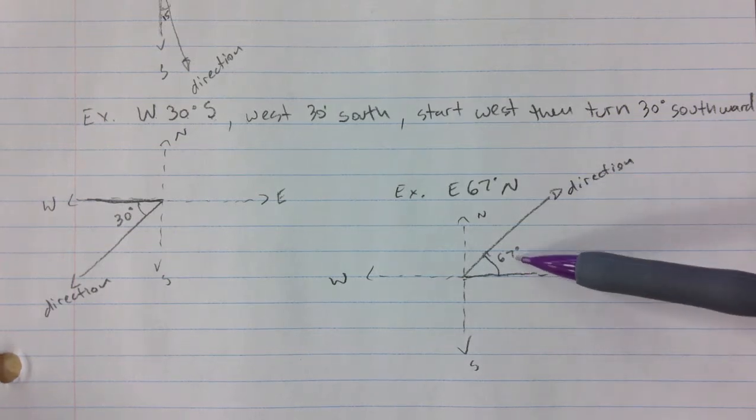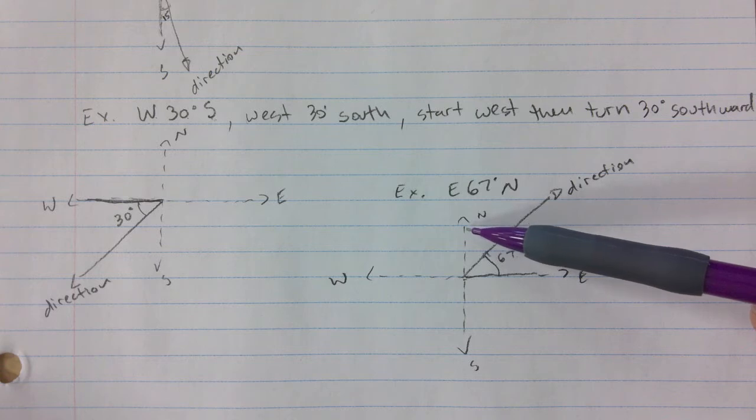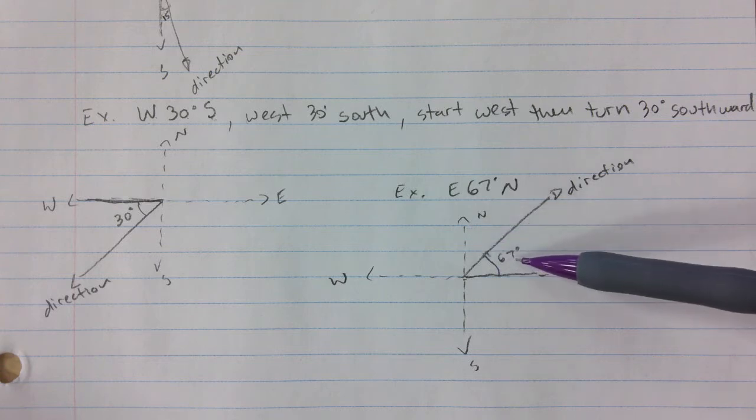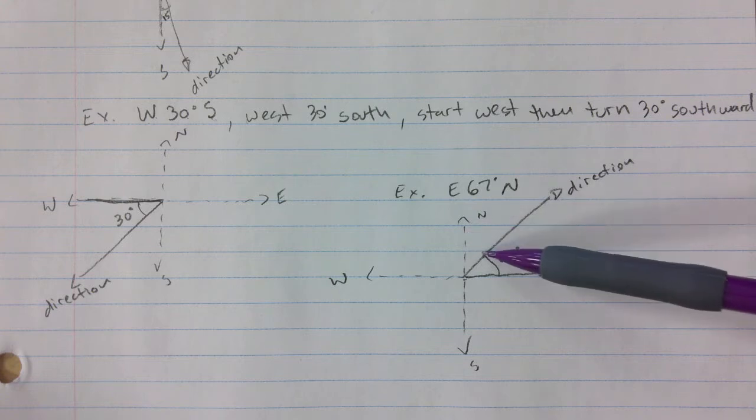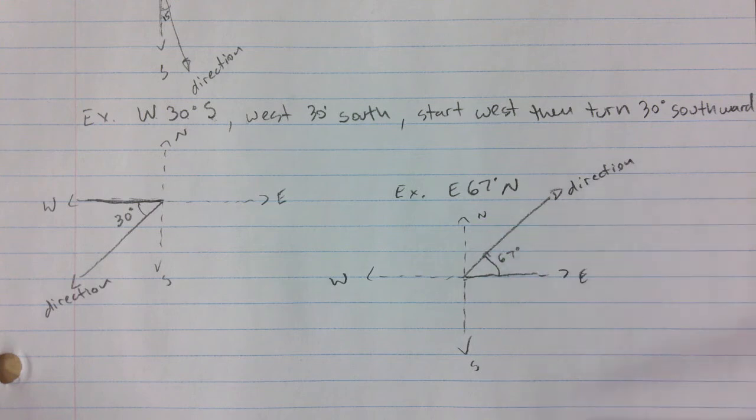Could you refer to this as north 23 degrees east? Yep. Yeah, it's the same thing. North 23, it still adds up to 90, right? So keep that in mind.